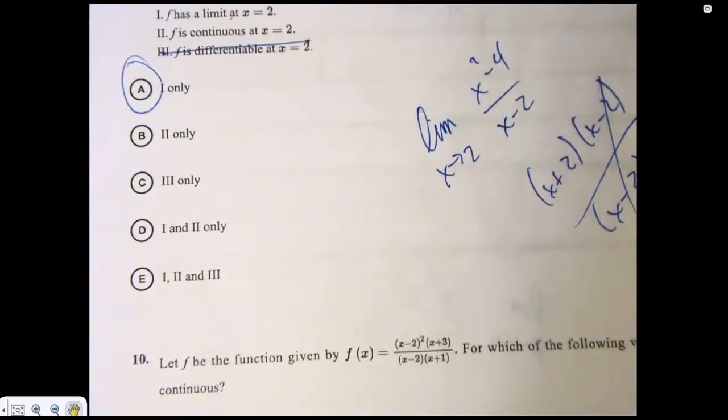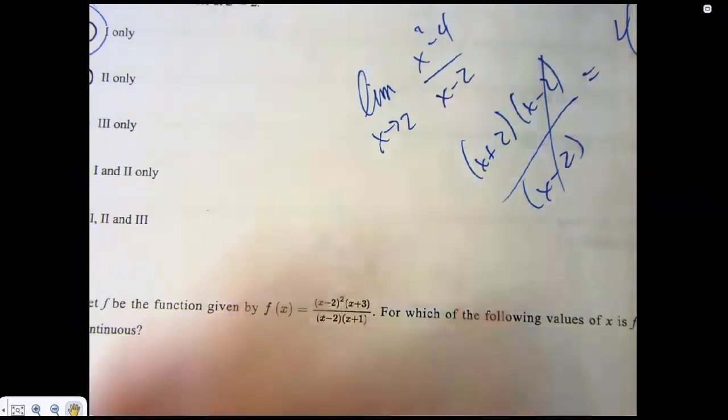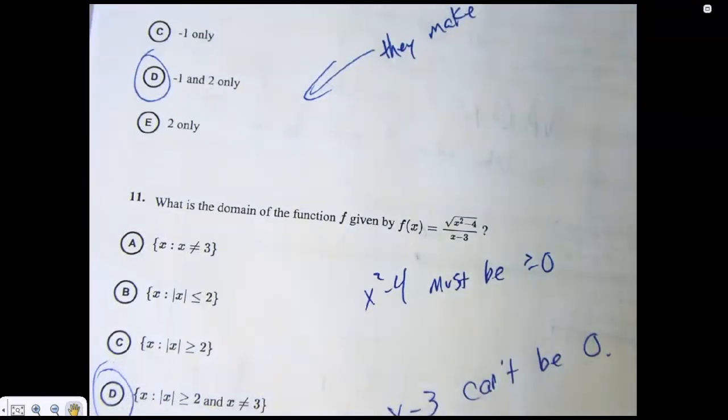Number 10, where is this not continuous? Well, discontinuities happen when the bottom equals 0. So if I set this part equal to 0, I'll get x equals 2. If I set this equal to 0, I'll get x equals negative 1. And those are my two discontinuities.